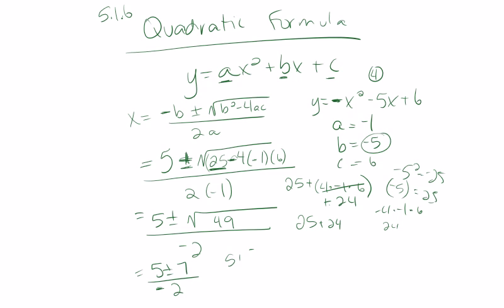So it's going to be 5 plus 7 over 2 and 5 minus 7 over 2. So this is 12 over 2, which is 6, and negative 2 over 2, which is negative 1. So here are my two answers. Solutions, zeros, roots, x-intercepts. Bam, right there, ready to go. Okay, so that was a really good way to solve that problem. Now, could we have also factored that? Yes, we could. So let's do another one.